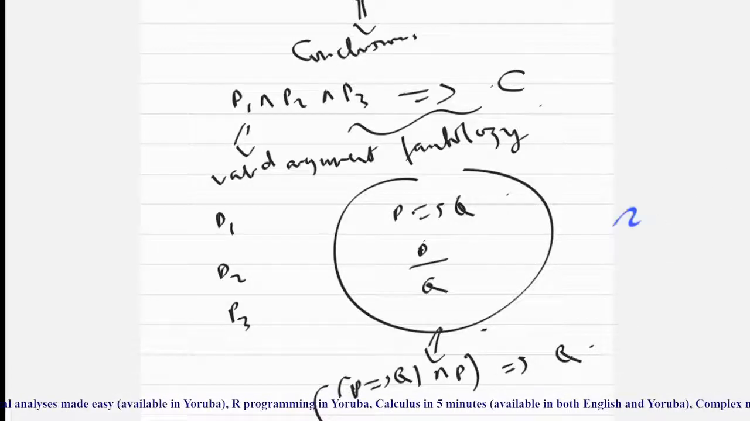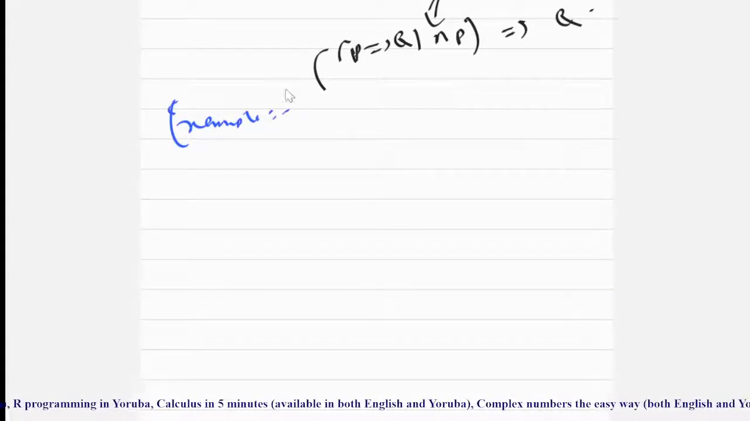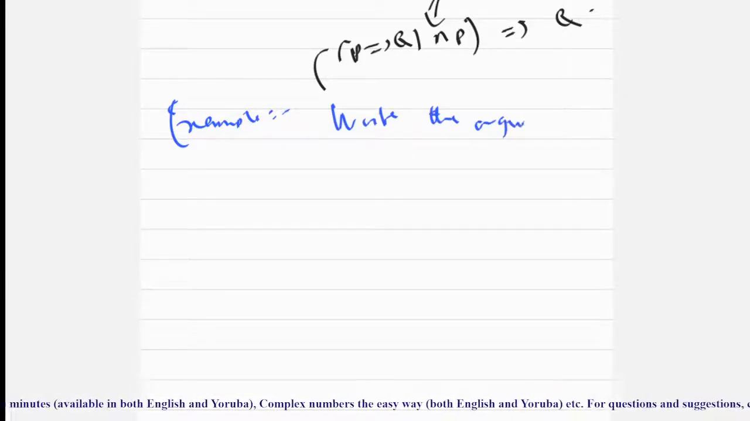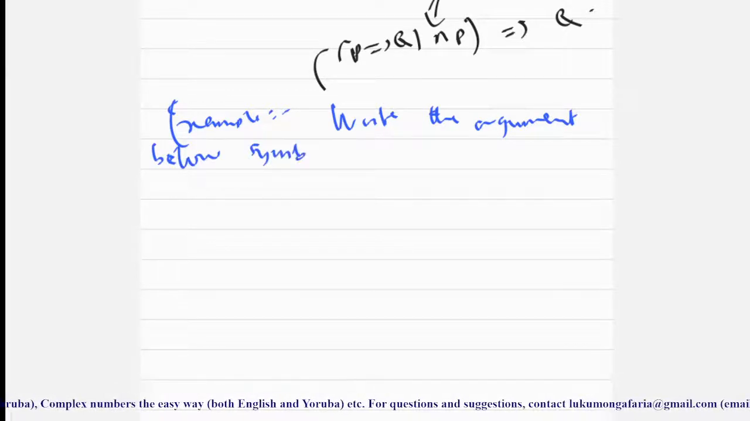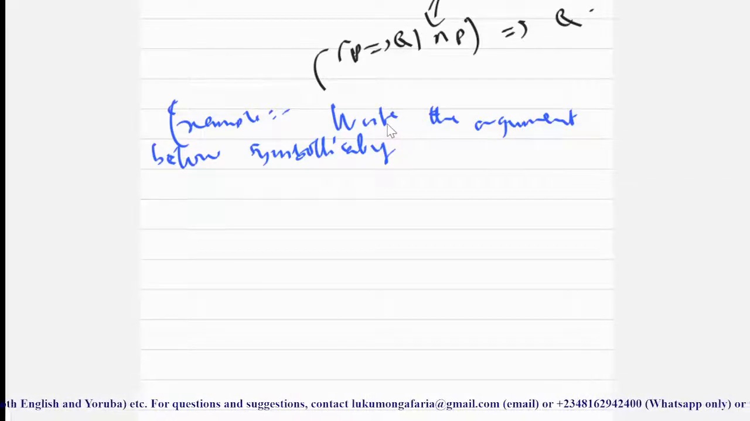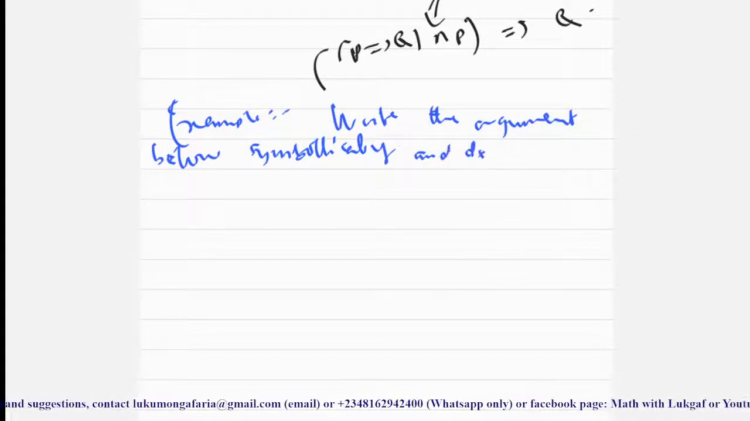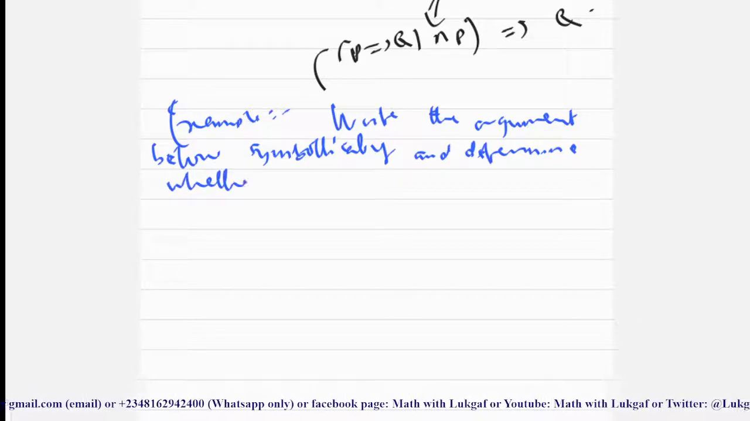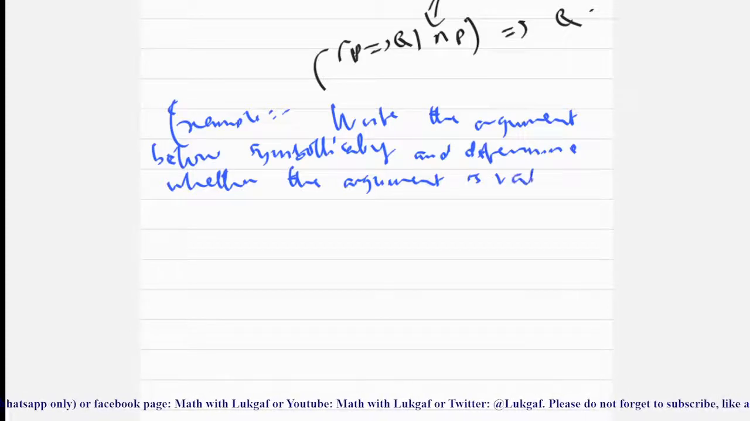Okay, now let me give you an example to back it up. Example: the question says, write the argument below symbolically, that is, you want to use your logical operators and so on, and determine whether the argument is valid. Don't forget what I said before we can say it is valid.